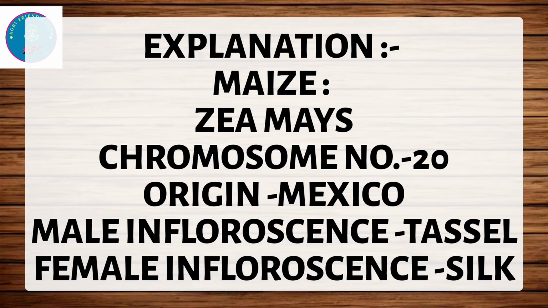The question that was asked about the maize crop was, what is the male part of the maize crop known as? So the answer is tassel. Some other points which you need to keep in mind about maize are that the scientific name of maize is Zea mays. The chromosome number is 20 and the origin of maize is Mexico.